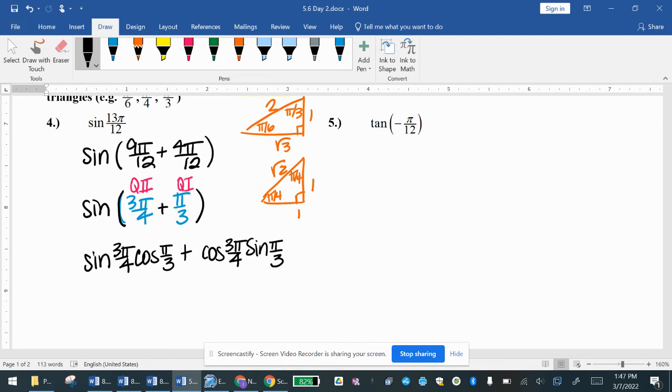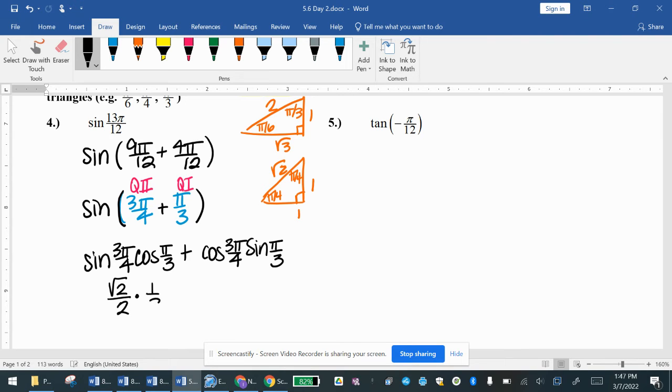Okay, so sine of 3 pi over 4, that means you're going to use this triangle, reference angle of pi over 4, whatever the denominator is, right? So it's 3 pi over 4, that tells you which triangle you're going to use. So sine is opposite over hypotenuse, so in this case it's going to be 1 over root 2, which rationalizes to root 2 over 2.